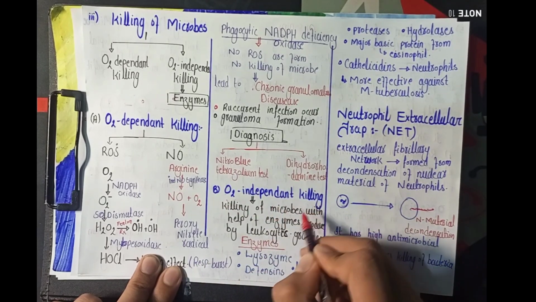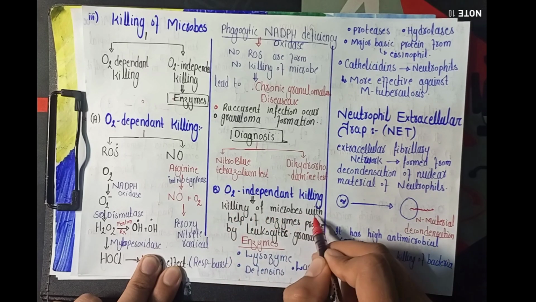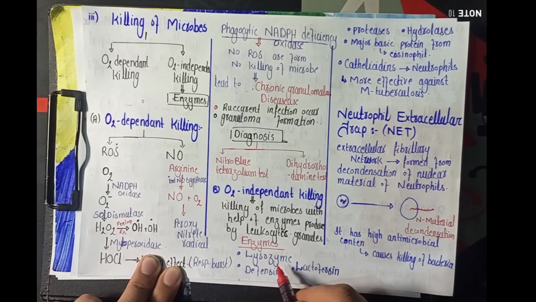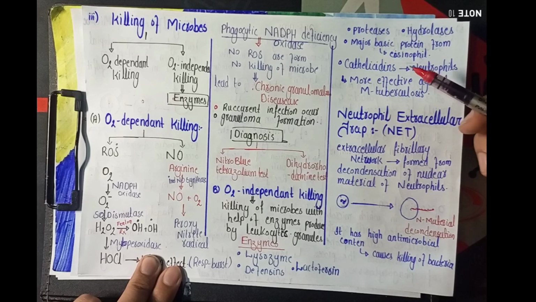So oxygen independent killing involves the destruction or killing of the microbe with the help of enzymes that are present in the form of granules. These include lysozyme enzyme, defensin molecule, lactoferrins, proteases, hydrolases, the major basic protein that is released from the eosinophil, and the cathelicidin proteins which are released from the neutrophil. These cathelicidins are more effective against Mycobacterium tuberculosis.